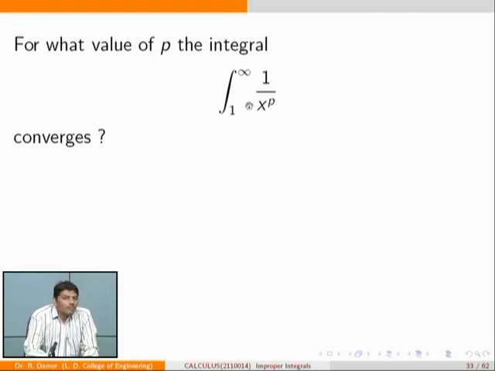Okay. So how do we find this? To evaluate the integral from 1 to infinity of 1 upon x raised to p, this is an improper integral of type 1 because the upper limit is infinite. So upper limit is infinite, then this is an improper integral of type 1. So how do I evaluate this? This can be rewritten as the integral from 1 to b of 1 upon x raised to p, taking limit b tends to infinity. Say this.